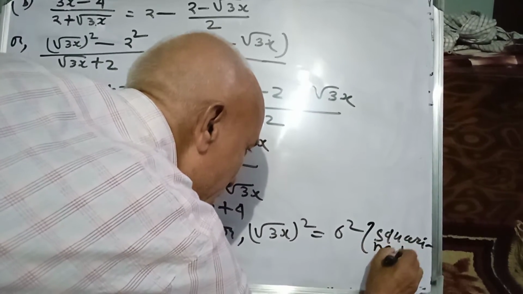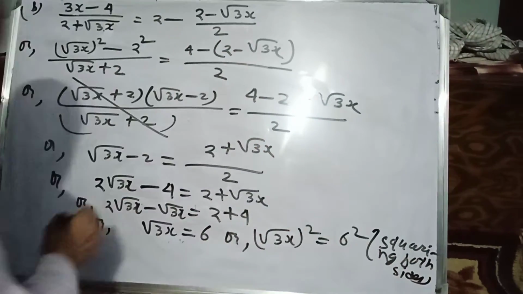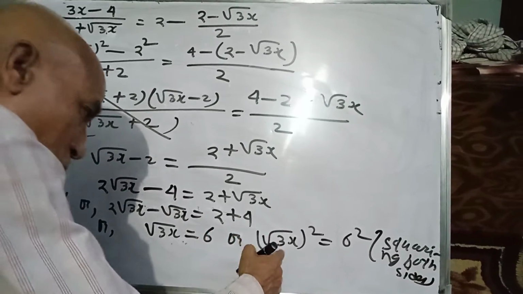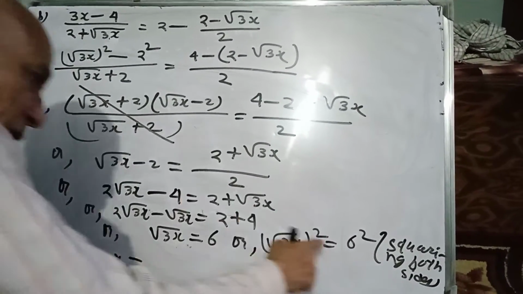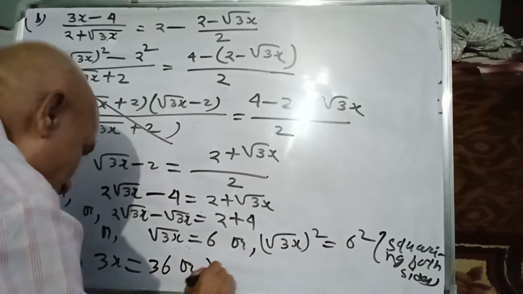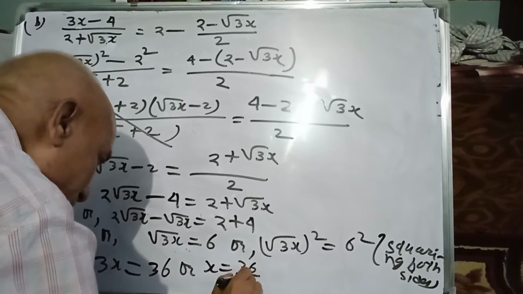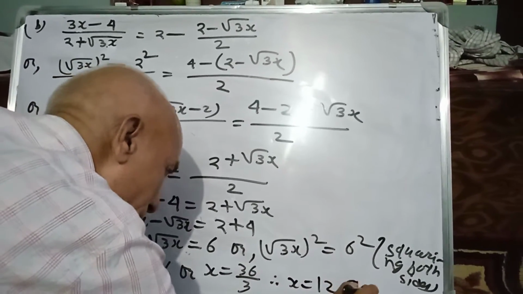Squaring both sides, or root 3x and whole square cancel. 3x equals 6 times 6, 36, or x equals 36 by 3. Therefore x equals 12. Answer.